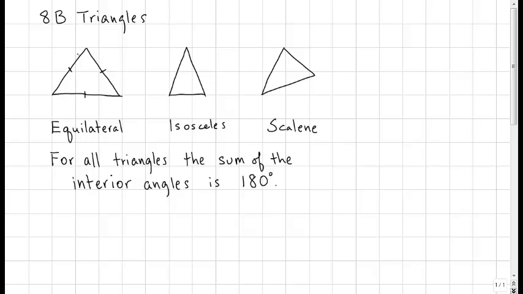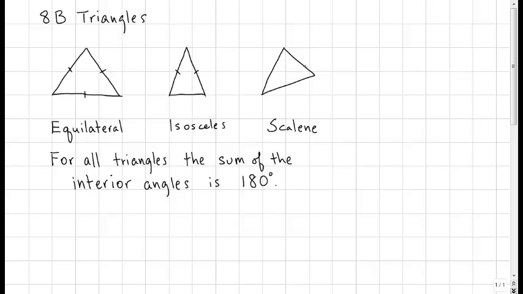If only two of the three sides are equal, we call it an isosceles triangle. Isos meaning same, and skeles meaning legs. So we sometimes refer to the two equal sides as legs, and the third side, regardless of the orientation, we refer to as the base. And then if all three of the sides are different lengths, we call that a scalene triangle.